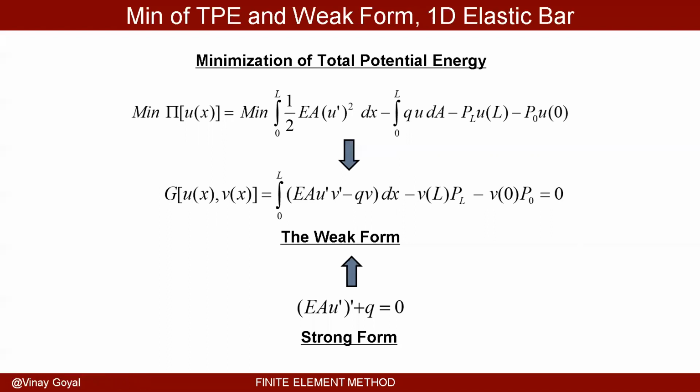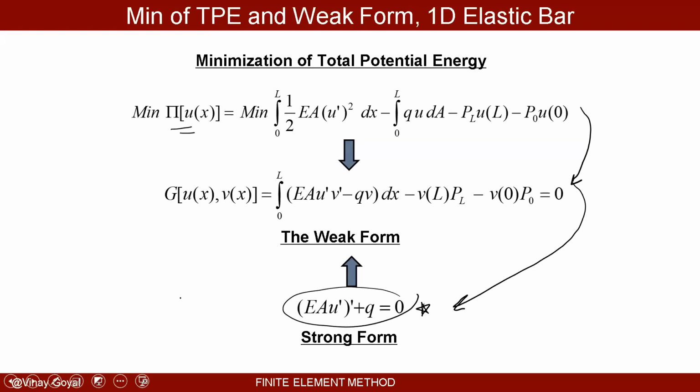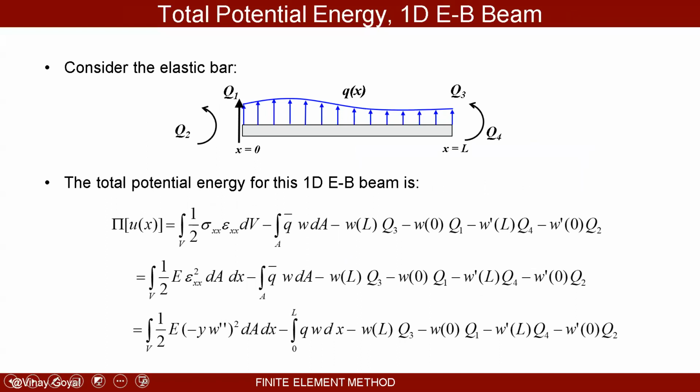So that was a strong form of an elastic bar. I can use a weak form to develop this. But guess what? If I minimize the total potential energy, I also arrive at the same expression as when I take the strong form and develop the weak form. In other words, this minimization of total potential energy also implies solving this equation. And that's a mathematical miracle, okay?